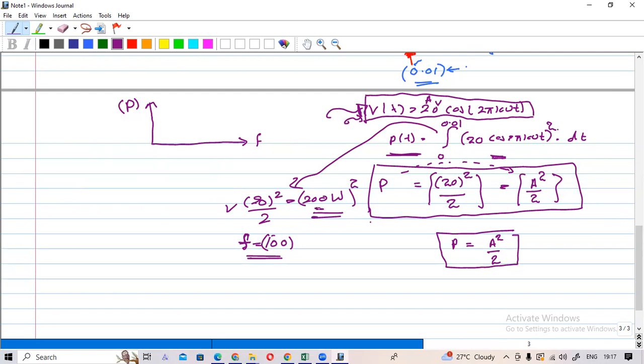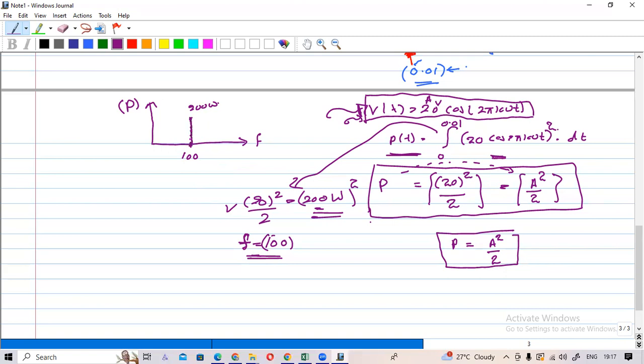So now you have the power and you have the frequency. So what is plotted in the spectrum analyzer? Frequency versus power, okay? So frequency is 100. The corresponding power is 200 watt. Actually, this is plotted in the spectrum analyzer.